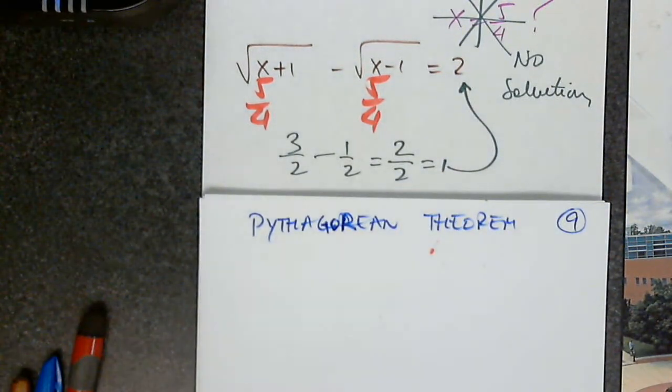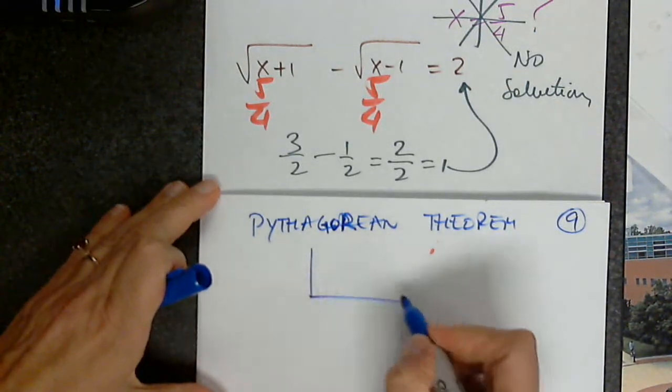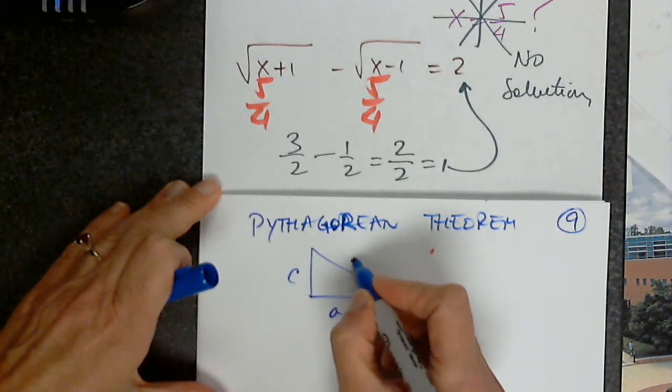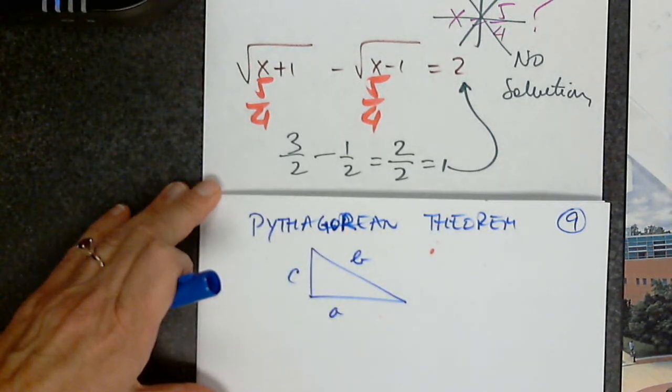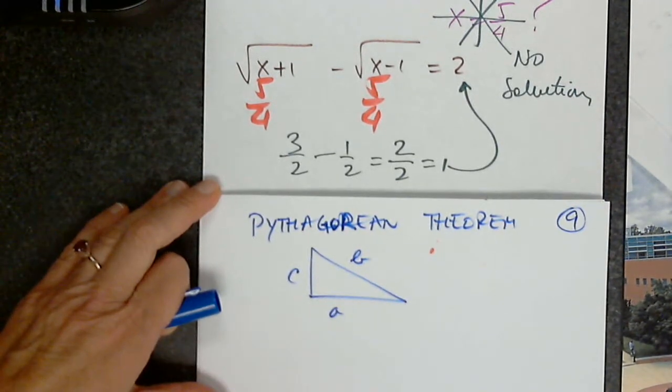Pythagorean theorem. And I know you remember it as a squared plus b squared equals c squared. That means nothing. It means nothing. Because if I name the triangle like this, c, a and b, c squared plus b squared does not equal c squared. So a squared plus b squared does not equal c squared.